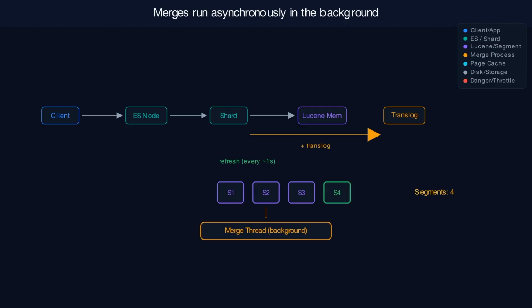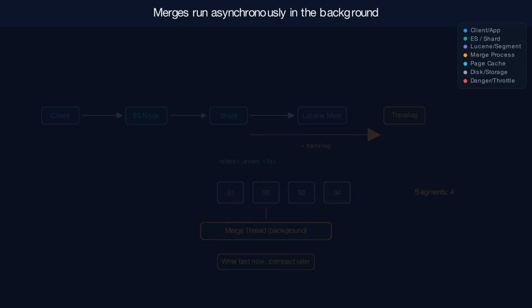At that point, segment count increases. Later, merges run asynchronously in the background to compact those segments. So refresh creates searchable segments quickly. Merge cleans up the long-term cost of having too many. Think of it as, write fast now, compact later.